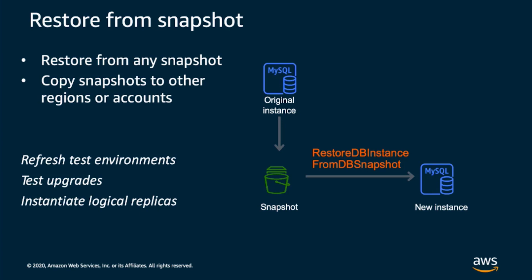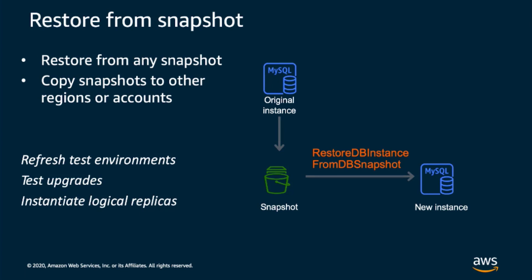So for example, you may have requirements where you want to copy the snapshots from one region to another region, or from one account to another account. For example, you have a dev account and a production account. You may want to restore your production copy data in the dev account. So you can also share your snapshots to different accounts, where you can restore them as well.